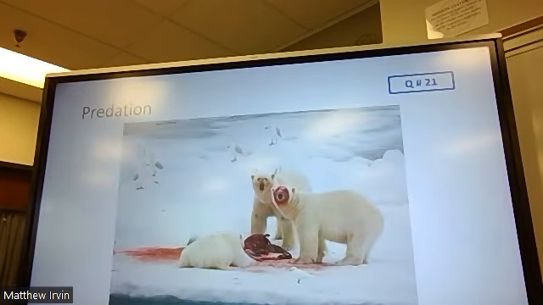Predation, that's a positive, negative. The happy Coca-Cola polar bear right there. Good for the predator, not so great for the seal.